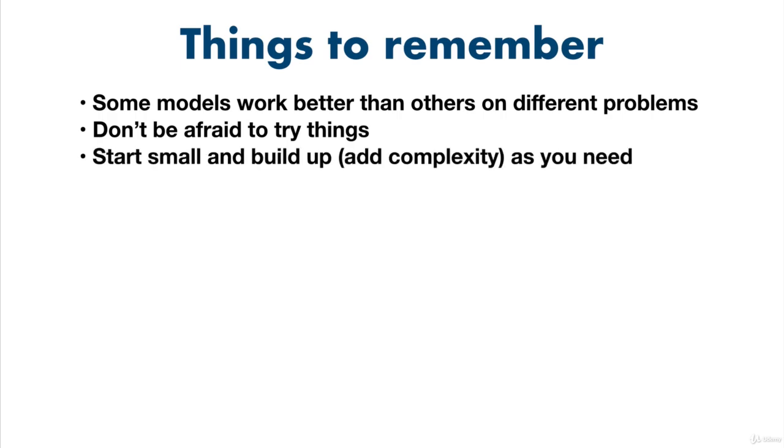Start small and build up. Add complexity as you need. What this means is, for example, if you had 100,000 examples, we're going to start on 10,000. We're going to use a simple model first to begin with rather than going to the biggest and latest and greatest model. Because what we're after is practical results, not something that's the best on paper. We want to see something that can actually be used in the real world.